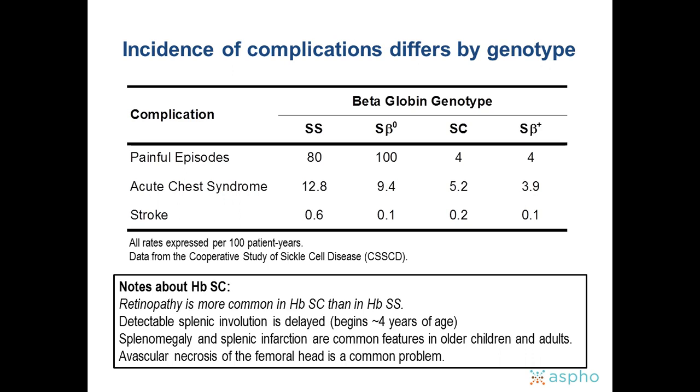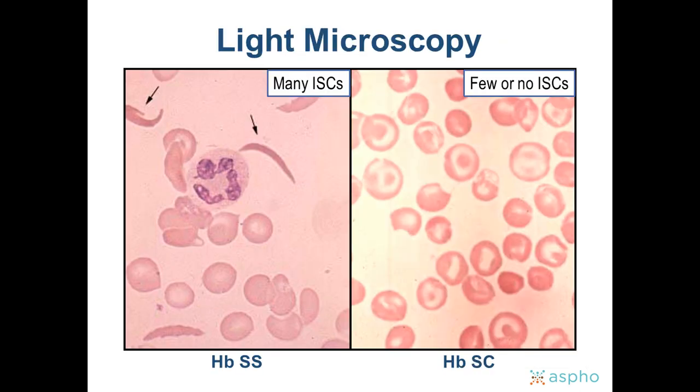It's not at birth, but by 4 to 5 years of age. And the kids with SC have splenic involution and infarction and splenomegaly as older children and adults. AVN is also common in SC, but not necessarily more common in SS.